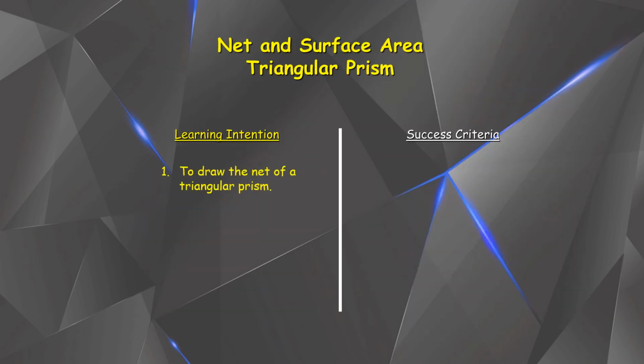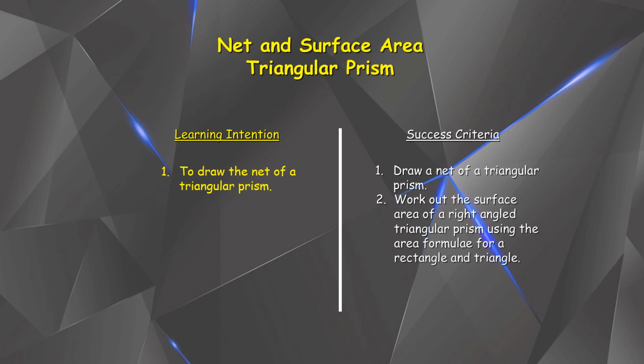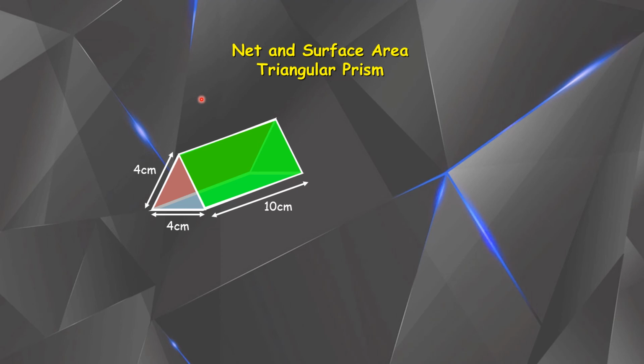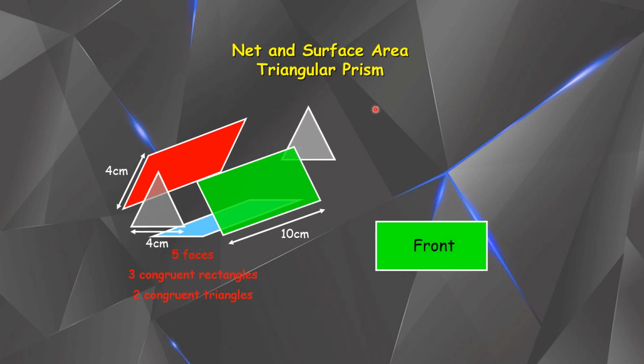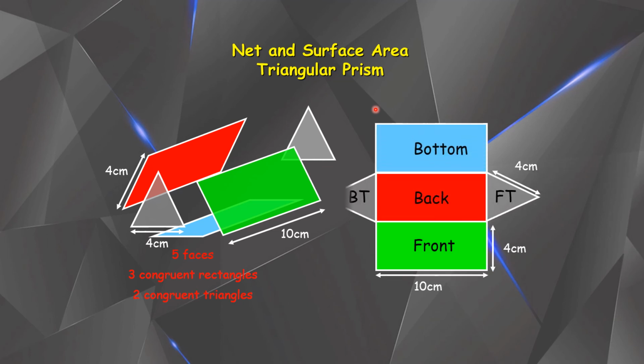So now let's move to the net and surface area of a triangular prism. Let's check the net and surface area of the triangular prism. Look at that, there are triangles and rectangles, right? See, 5 faces are there: 3 congruent rectangles, 1, 2, 3, and 2 congruent triangles. Look at this. So let's check the net of this shape. It will look like this. This is the net for the triangular prism.